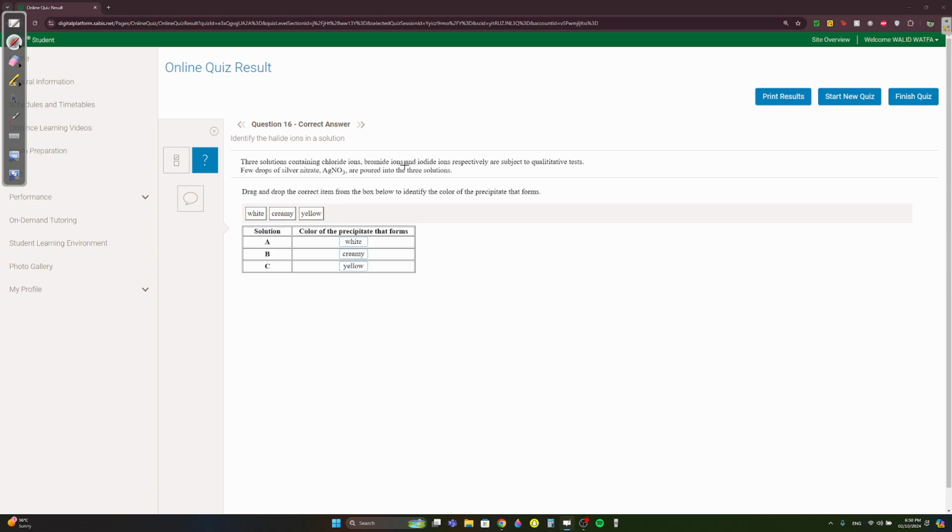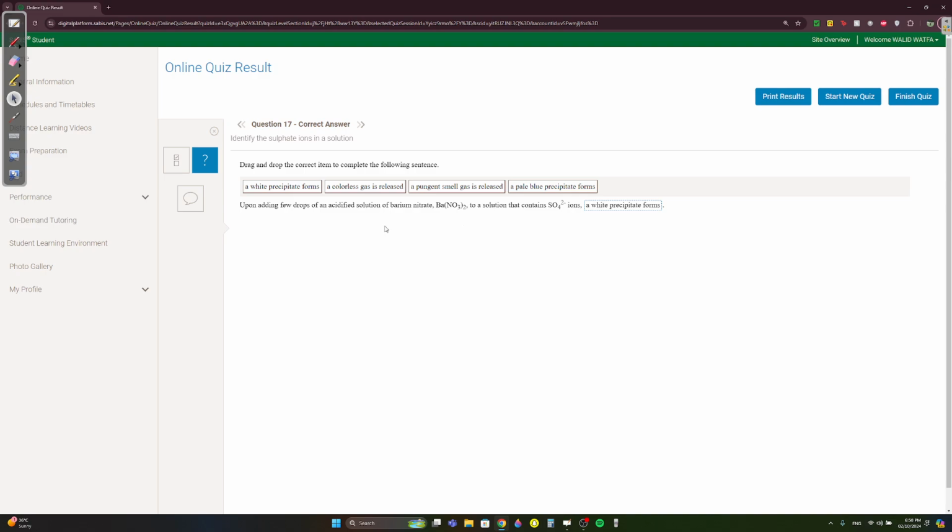3 solutions: chloride, bromide, and iodide. So respectively means A, B, C. A is chloride, so you get white. B is bromide, so creamy. C is iodide, so yellow. Iodine loves yellow.